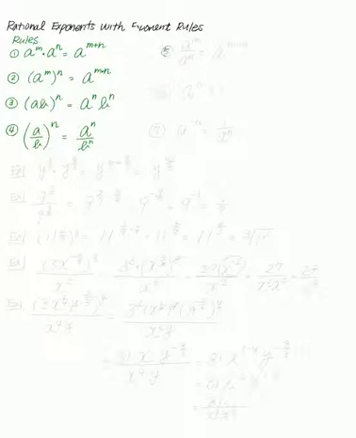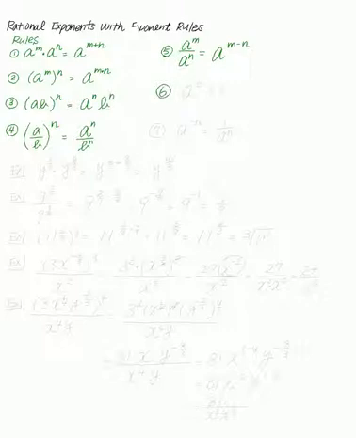The next rule is if I'm dividing the same base. I have a to the m divided by a to the n. I end up subtracting the exponents. So same base, but the exponents get subtracted.